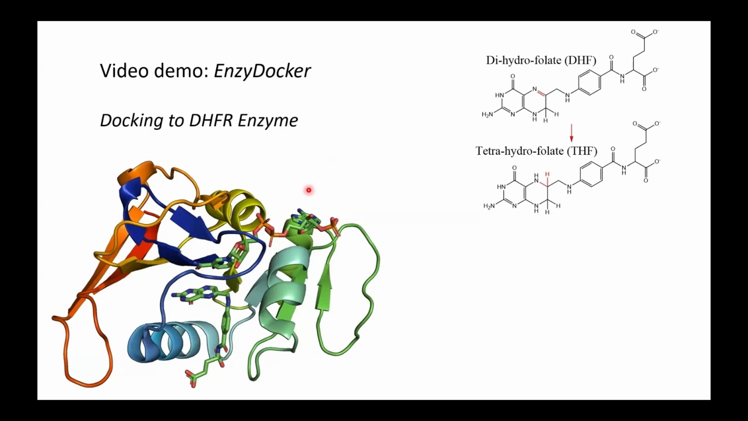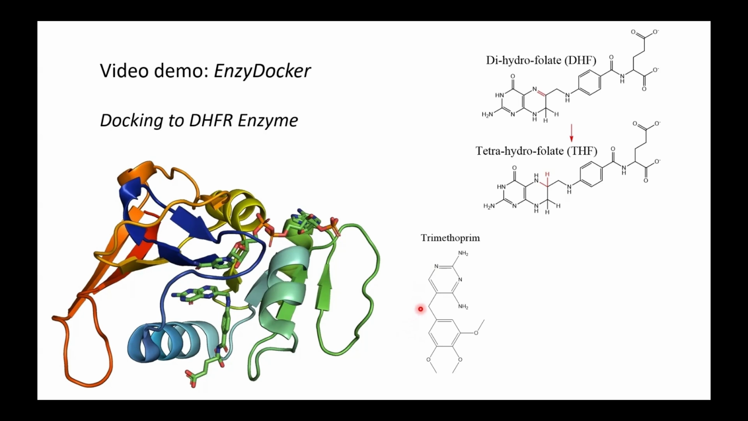Docking is an important tool for modeling protein-ligand interactions. For example, the enzyme DHFR, dihydrofolate reductase, participates in the synthesis of tetrahydrofolate, which is an important cofactor in many biochemical processes, including nucleotide synthesis. Therefore, DHFR is an important target for various antibiotic and chemotherapeutic drugs.